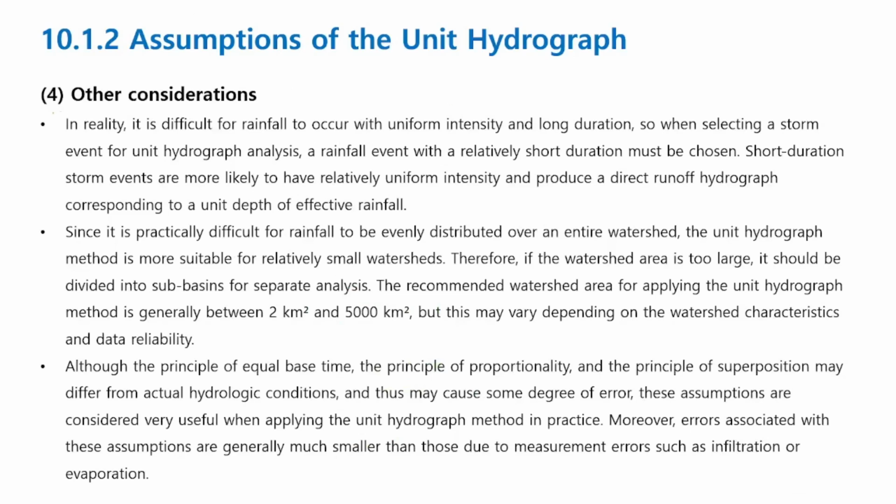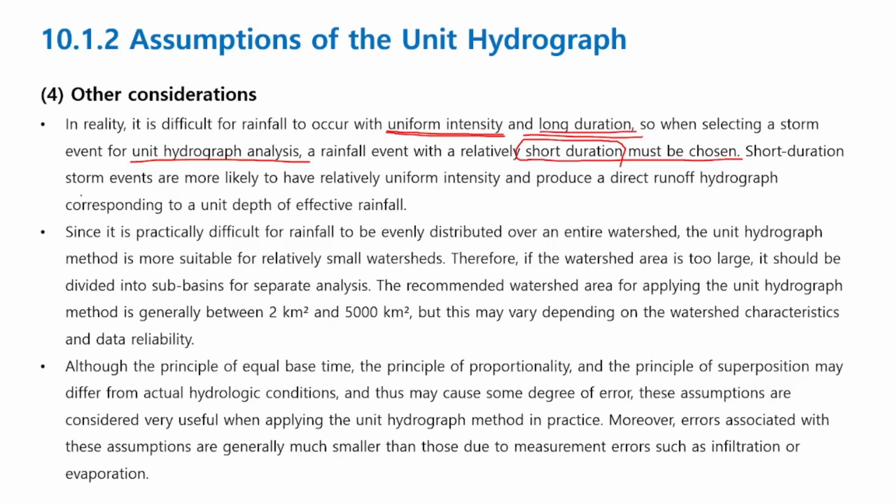So here are some other considerations. In reality, it is difficult for rainfall to occur with uniform intensity and long duration. So when selecting a storm event for unit hydrograph analysis, a rainfall event with a relatively short duration must be chosen. You have to choose a rainfall event with short duration because in real life it's hard to get a uniform intensity and long duration.